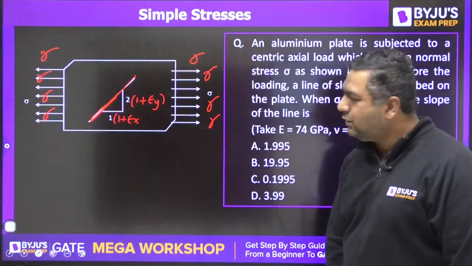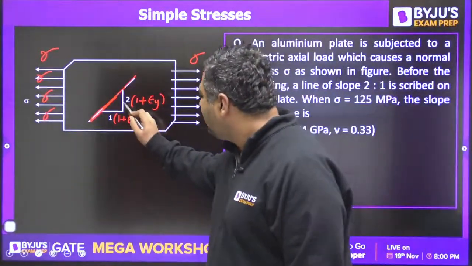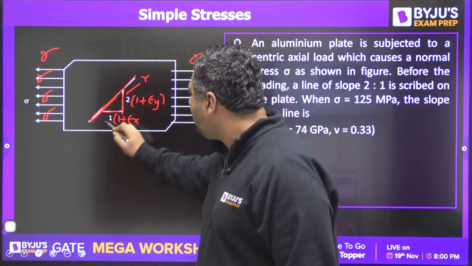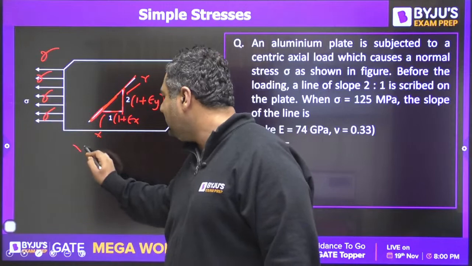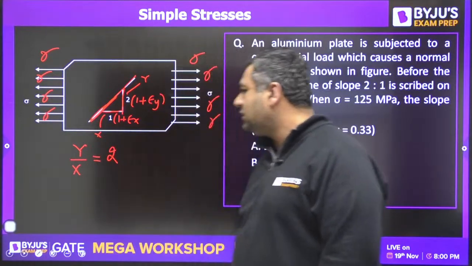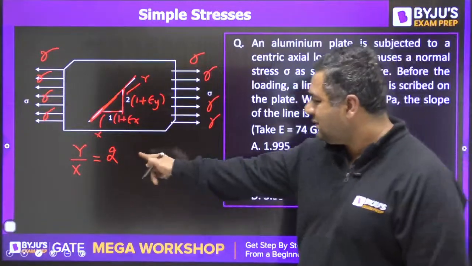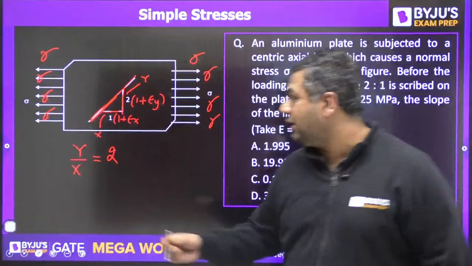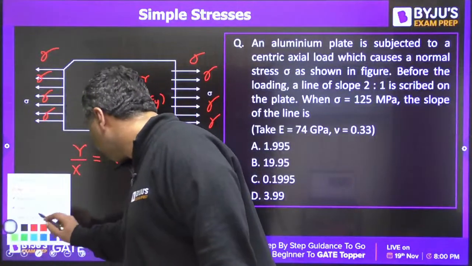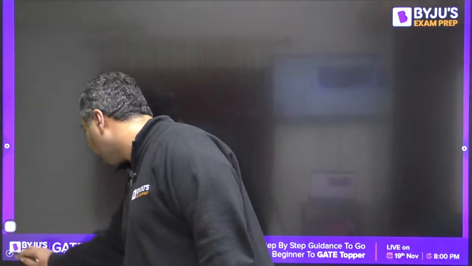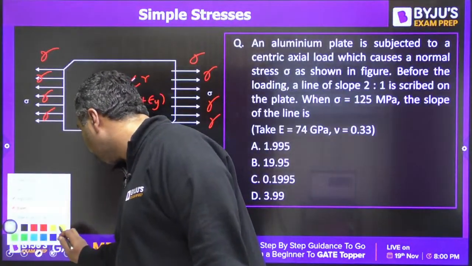On this, we have plotted a line like this. This line is plotted in such a way that if I call this y and this x, then y by x is equal to 2. It is given to us. Sorry, this is not given to us. Actually, let us first of all see the question, then I will tell you what they have given. Let us start it once again.